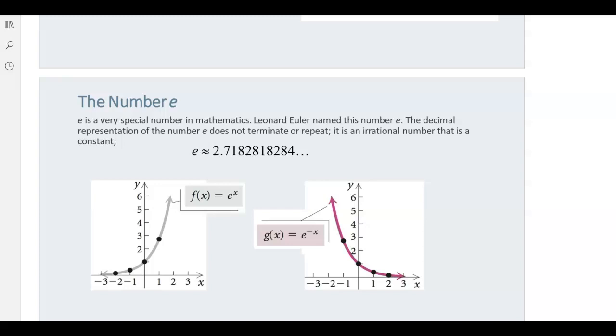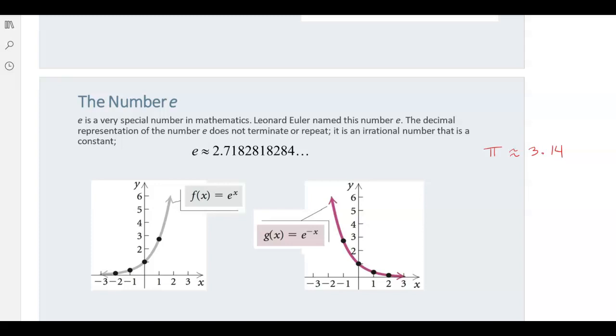The number e is kind of like the number pi in the sense that it has a decimal approximation. But when we look at the decimals moving out, there's no repetition and there's no termination. So the number goes on endlessly. So it's considered to be an irrational number. That means it can't be rewritten as a fraction.